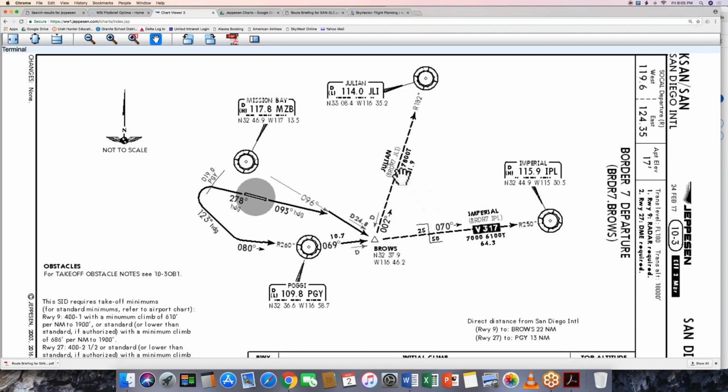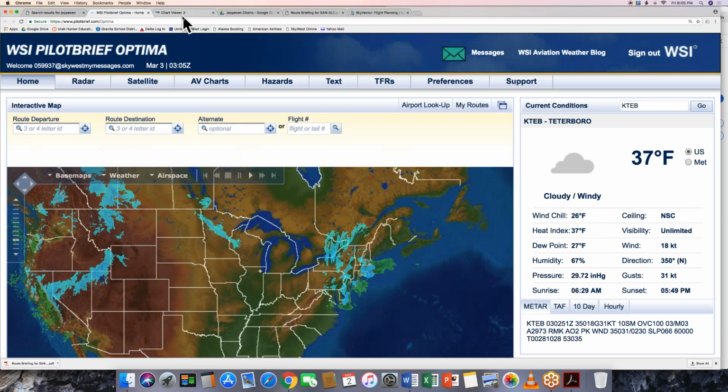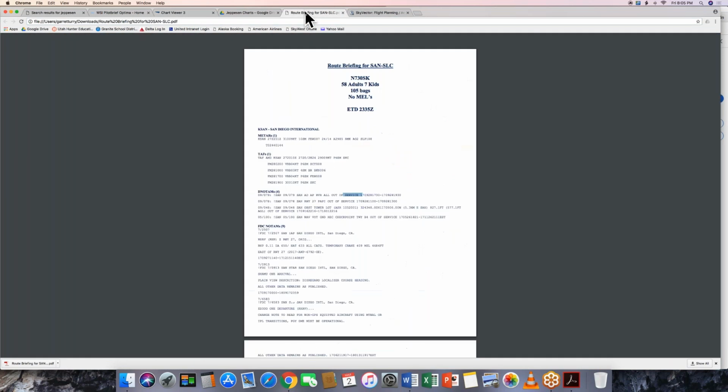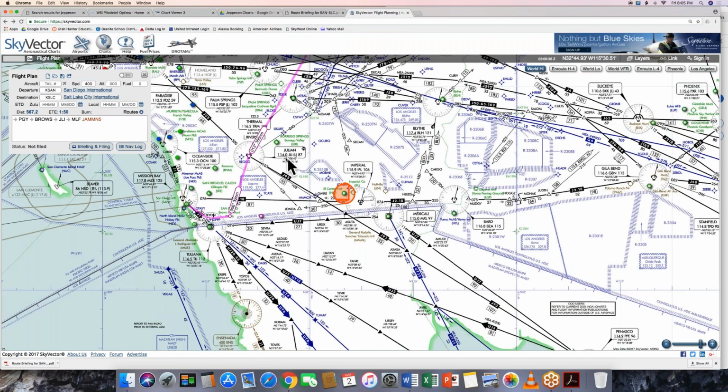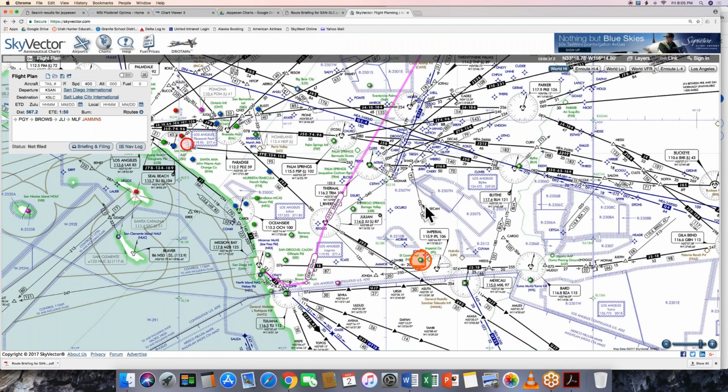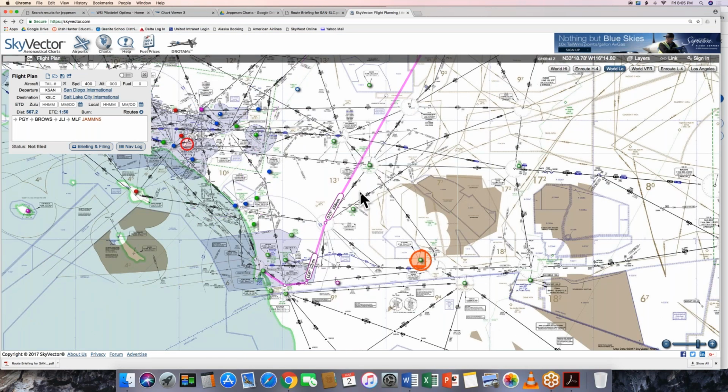Okay. Yes, and see here where it says BRDR7.JLI, that means it's a transition point. So it is a valid transition point. Okay, so I'm not crazy. I just have to talk myself through some things.